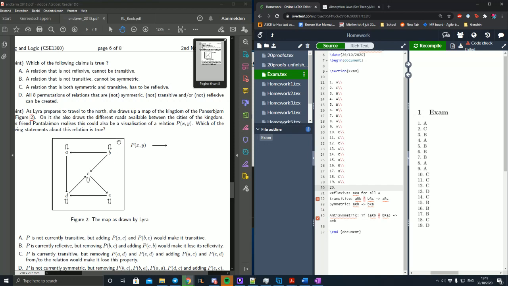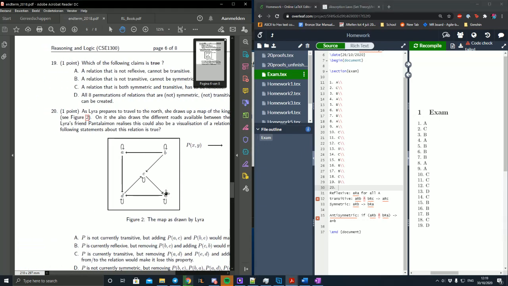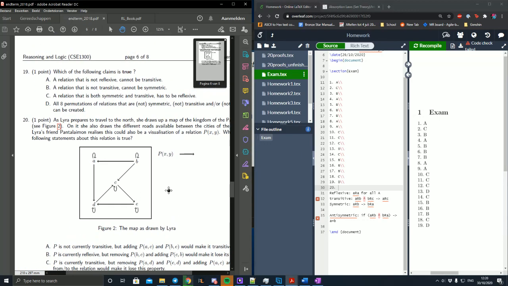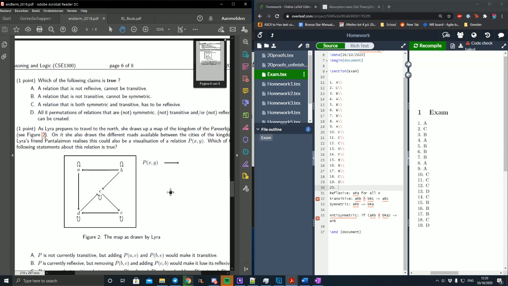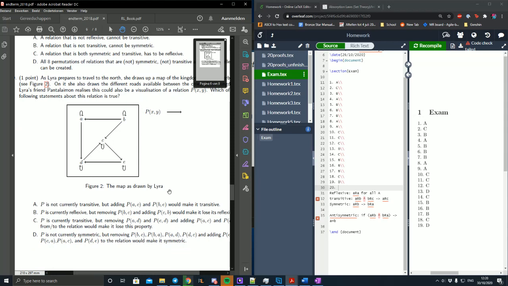Or I mean, these are the roads between kingdoms. So, okay, I guess they're also symmetric. No, they're not. One-way roads? Yeah, that road only goes one way. Let's assume they go one-way, and if we can't find an answer with that, we'll assume you can walk both ways. B is not currently transitive, but adding A to C and B to E would make it transitive. Well, that's not true because we would still not have a road from B to D.